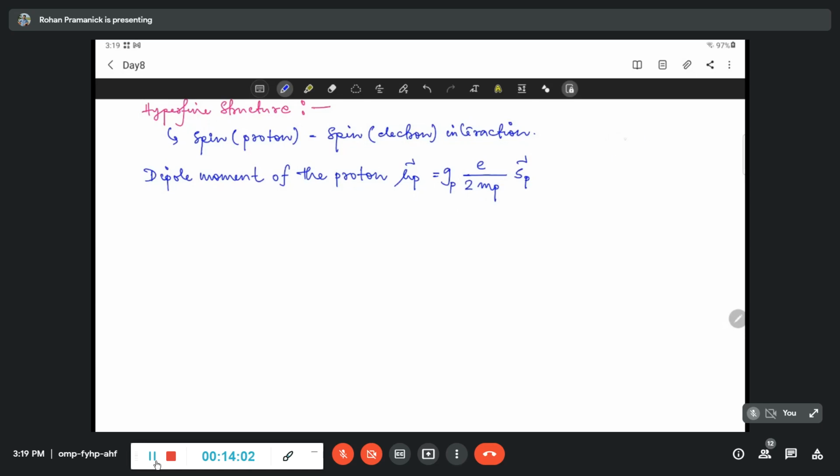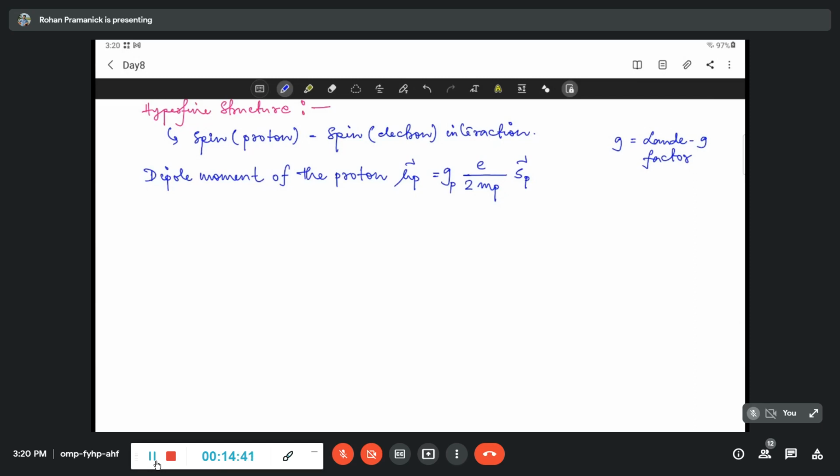Okay, so let's write it as G. This is known as the Landé G factor. It is nothing but the correction that you get from the Dirac theory, I mean relativistic quantum field theory. I have put a subscript P to indicate that it is the Landé factor of the proton.